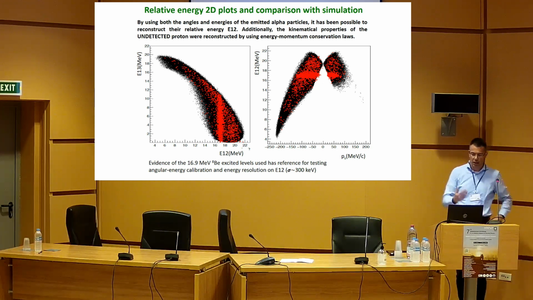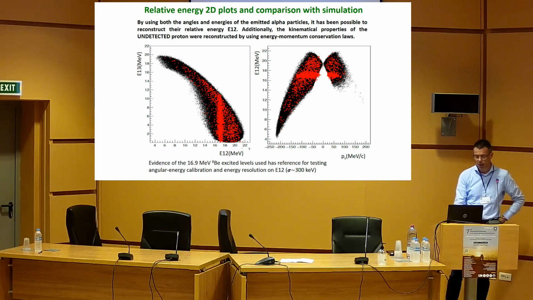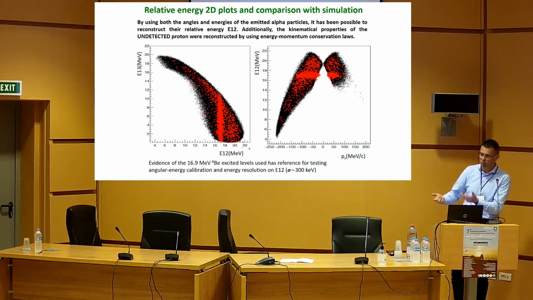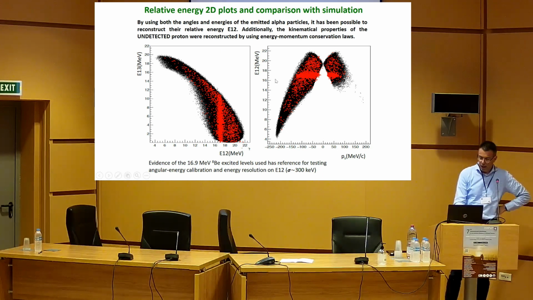So in the data analysis, we also have to make sure that in a similar plot there are only vertical lines and no horizontal lines. Otherwise, of course, you have a source of background which is larger in your measurements. And here we have again the relative energy between the 2 alpha particles, related somehow to the excitation energy of beryllium-8, as a function of the momentum of the spectator.